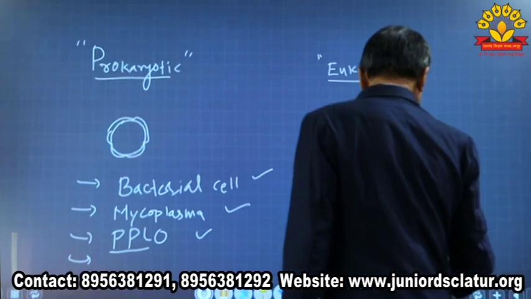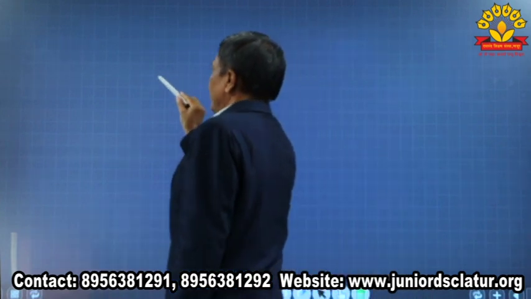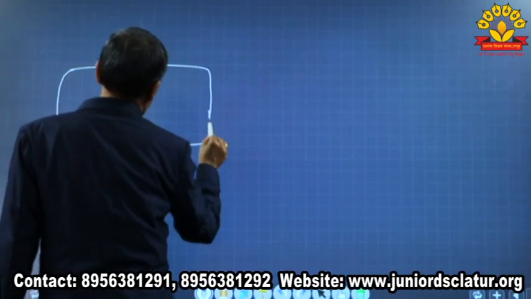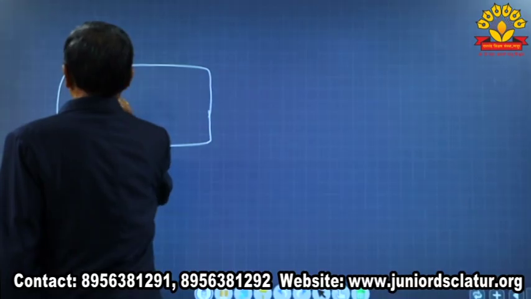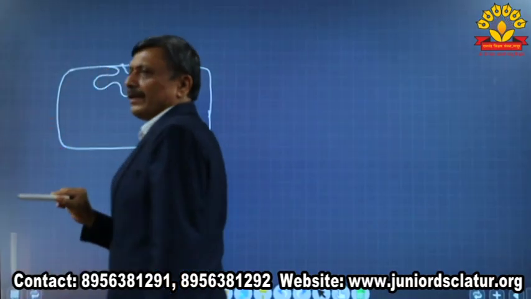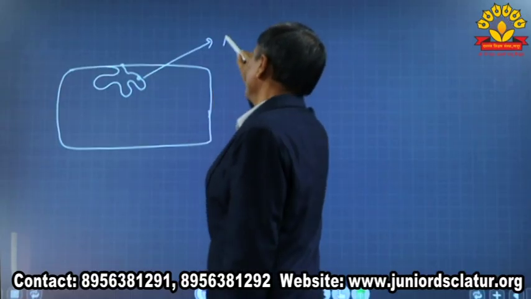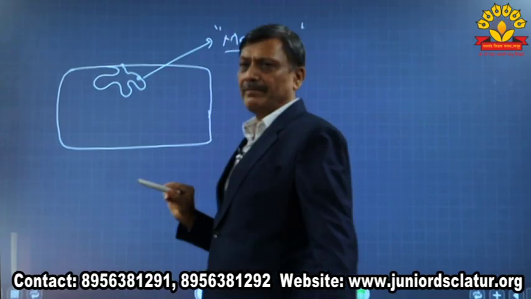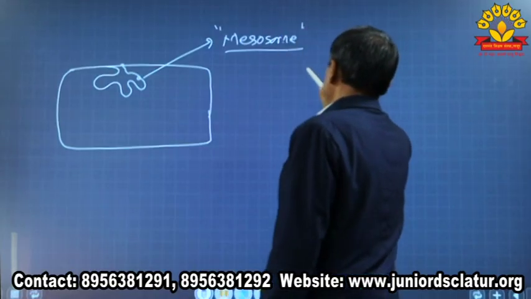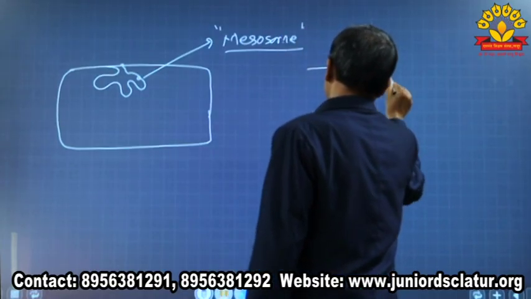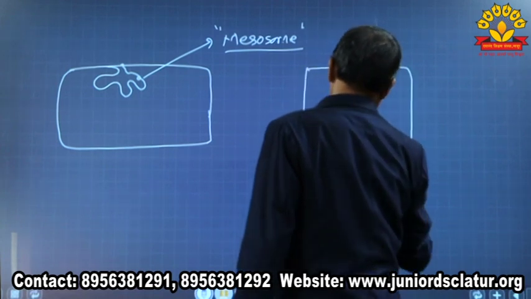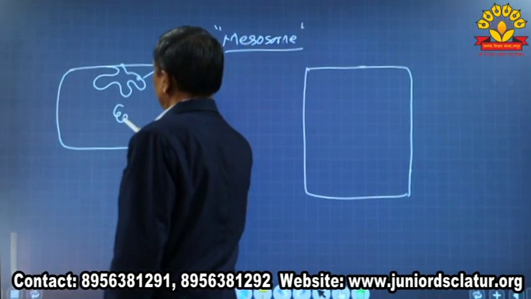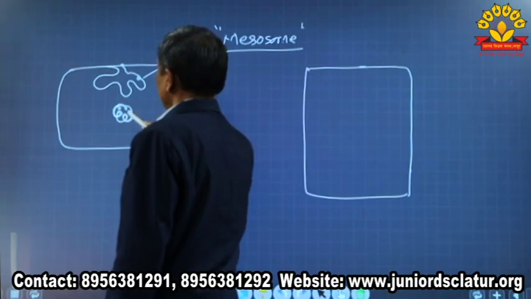In the prokaryotic cell, the covering present around the cell is made up of plasma membrane, and this covering shows an infolding that is known as mesosome. This mesosome is responsible for respiration. The same function is performed in the eukaryotic cell, that is in the plant cell and animal cell, with the help of mitochondria.